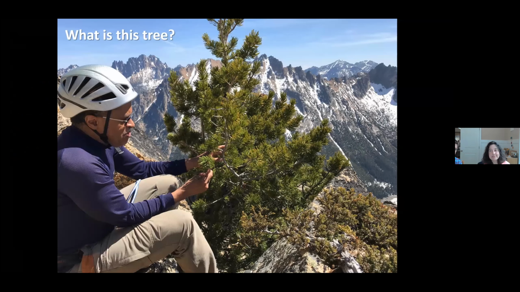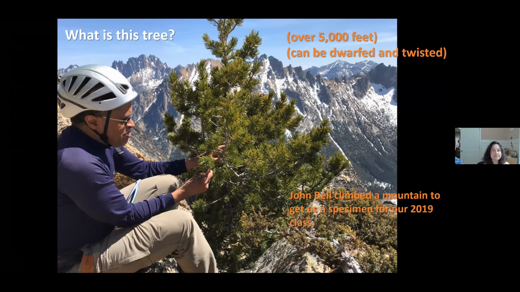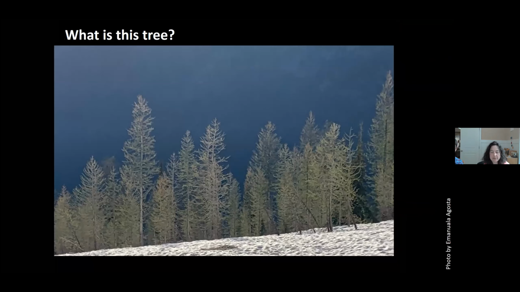All right, name that tree or name that mountaineer. I'm going to give you a hint. This is a tree that's growing above 5,000 feet. John Bell climbed a mountain to get us this specimen for our 2019 class. Lugged it all the way back too. All right. It's over 5,000 feet and it can be dwarfed or twisted. All right. So that was the white bark pine. And Tom's going to talk a little bit more about the white bark pine when we do our Rainier presentation.